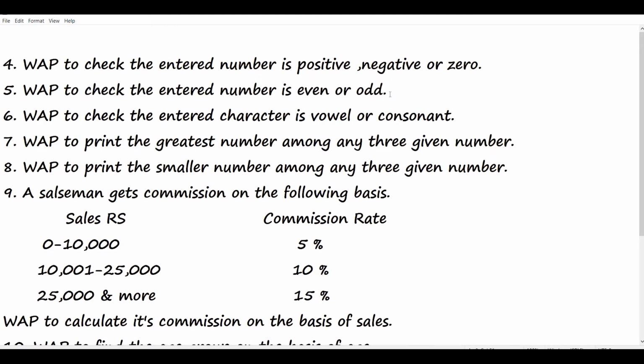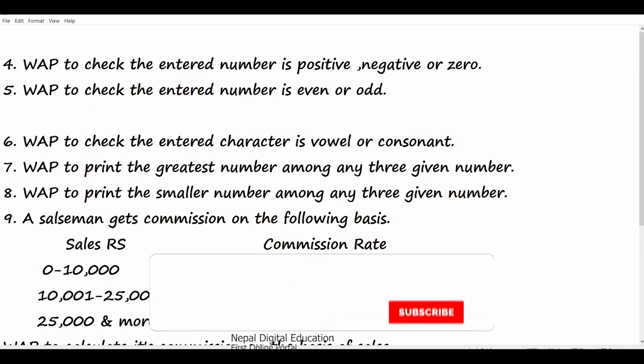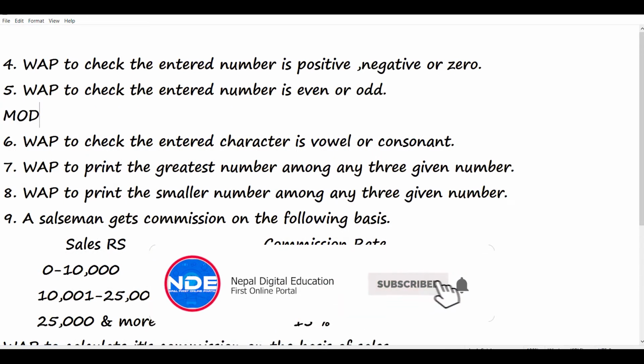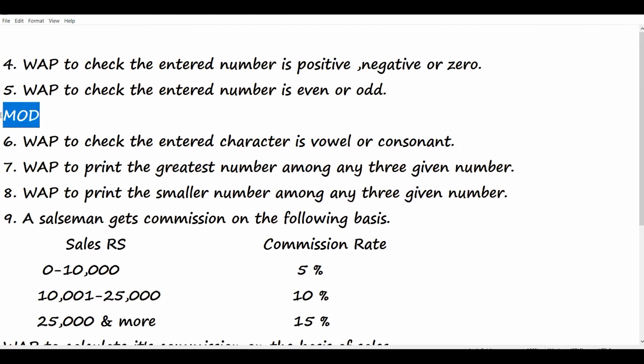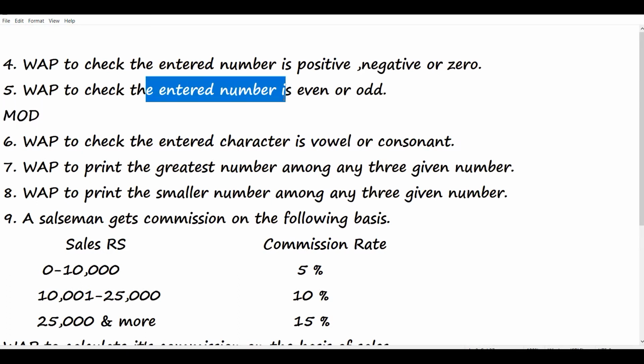Before writing this program, we must have an idea about one function, that is MOD. Simply, this MOD means modulus. It is a function which gives the remainder when one number is divided by another number. So we use the MOD function to check even or odd. So let us look at the program.